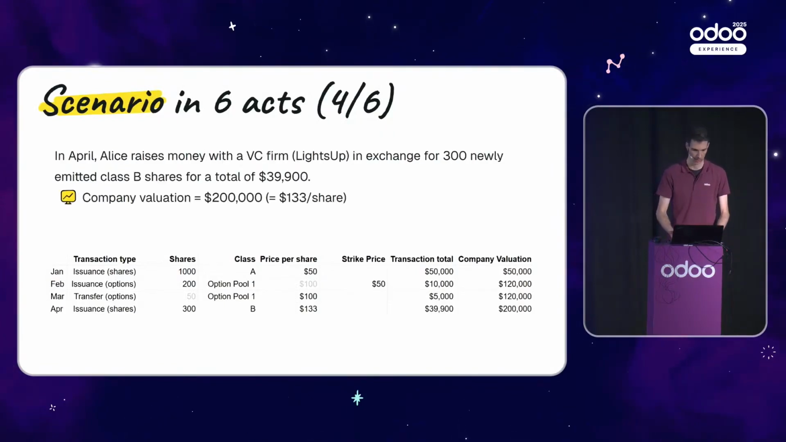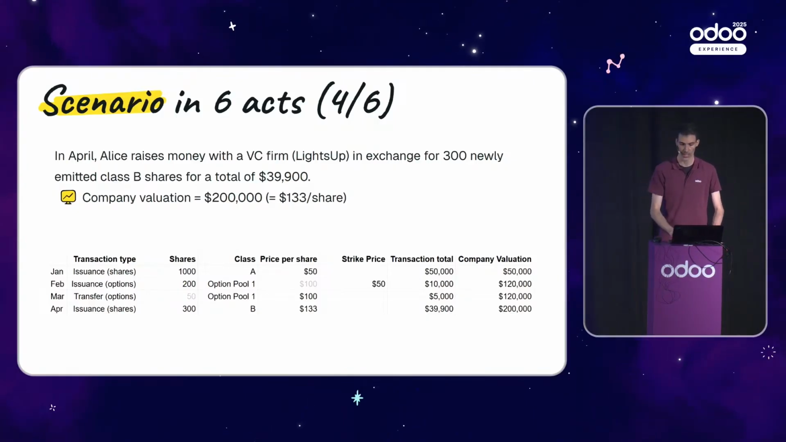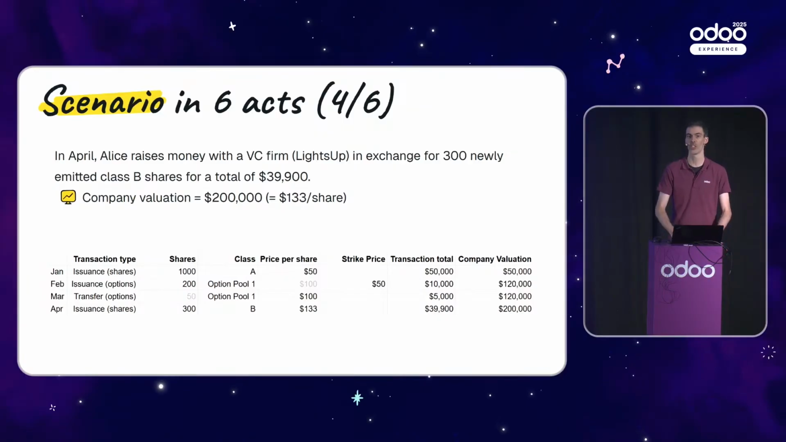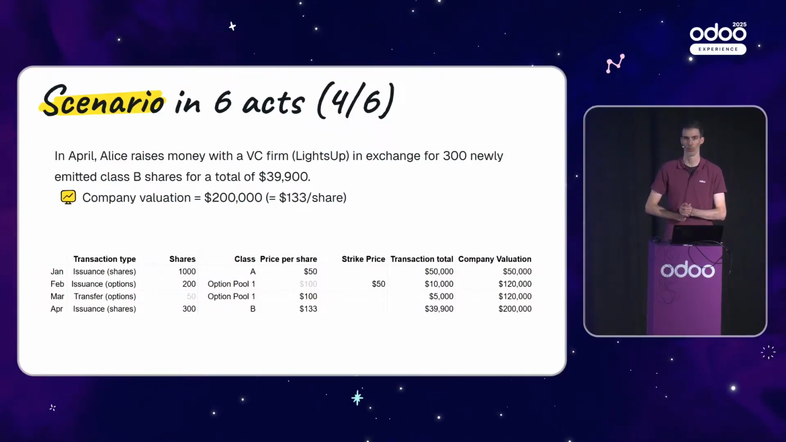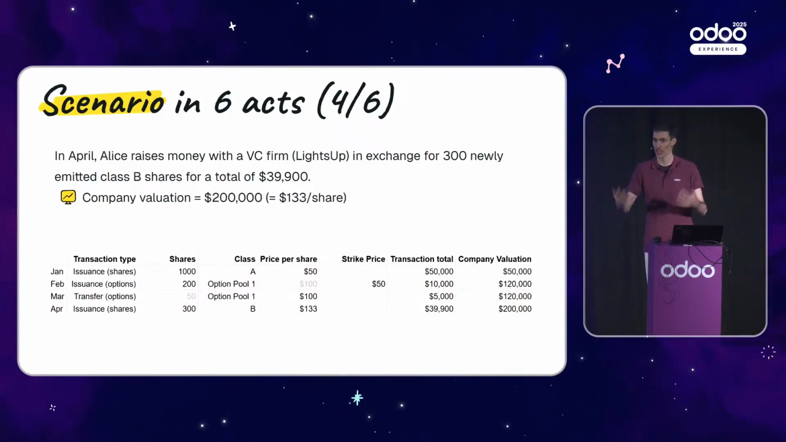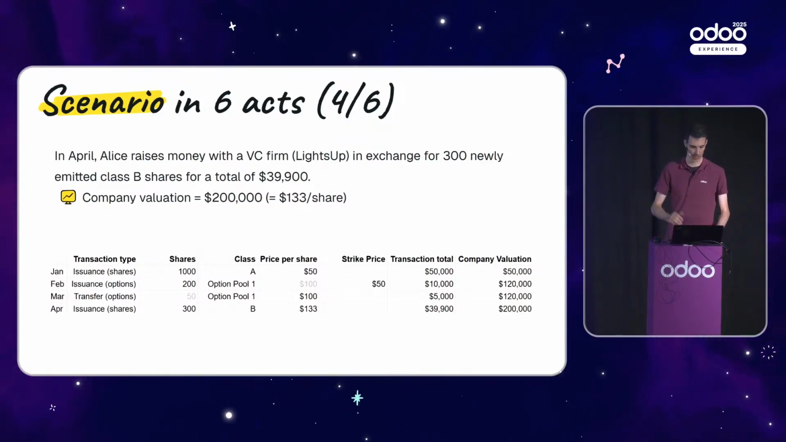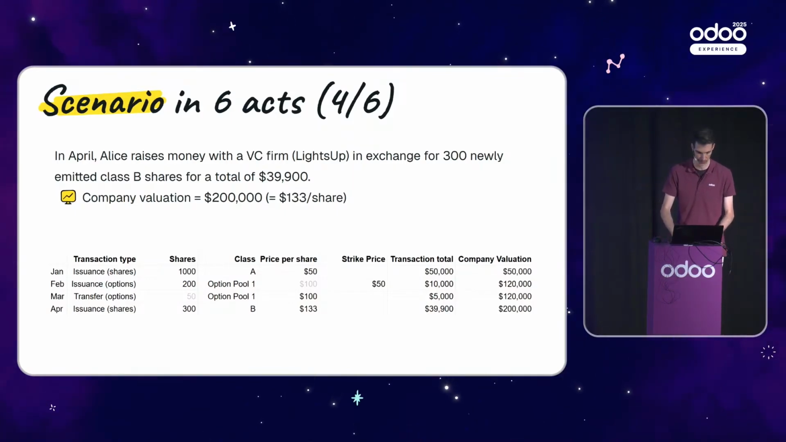Next, in April, Alice raises money with a VC firm, Lights Up, in exchange for 300 newly emitted Class B shares for a total of 39,900. And this transaction brings the company, because the company has been growing and working hard in the meantime, to a valuation of $200,000. So let's do it.